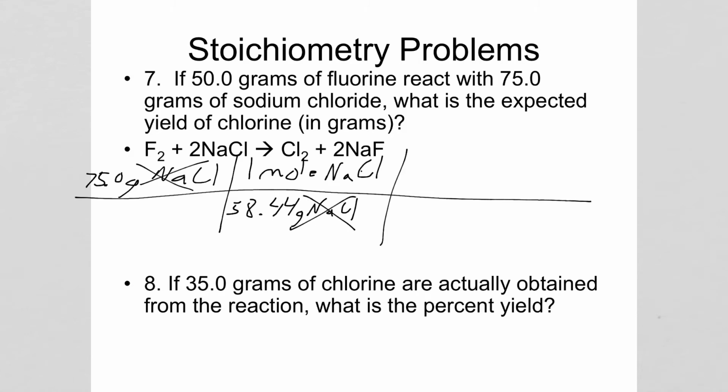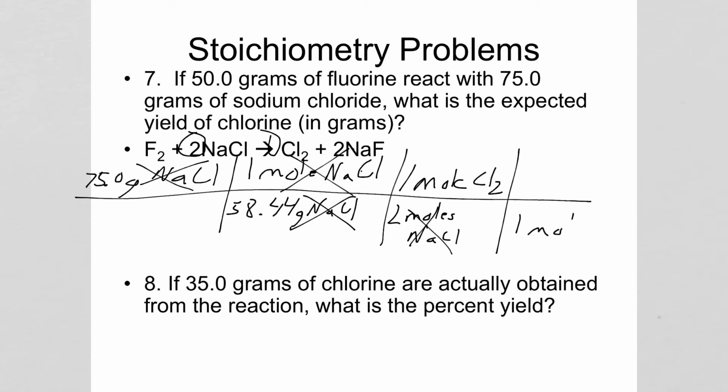Now we're going to use our mole ratio, which is 2 to 1. So we're going to put 2 moles sodium chloride down here on the bottom. For every 2 moles of sodium chloride that we use, we should produce 1 mole of chlorine gas. Finally, we want to convert from moles of chlorine over to grams of chlorine, so we'll use the molar mass. 1 mole of chlorine is equal to 70.91 grams of chlorine gas. Moles cancel.